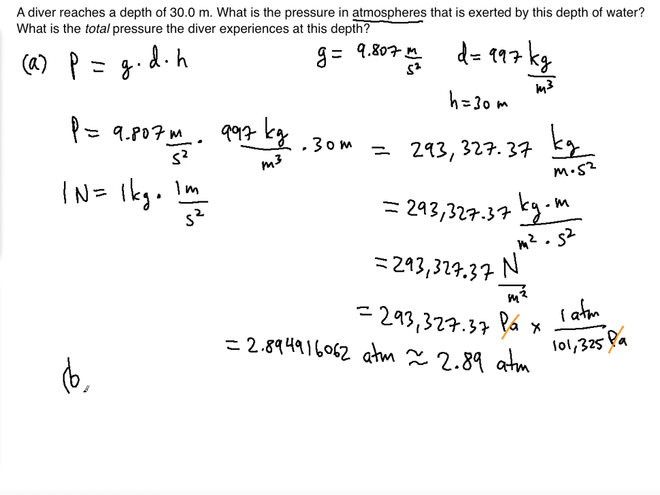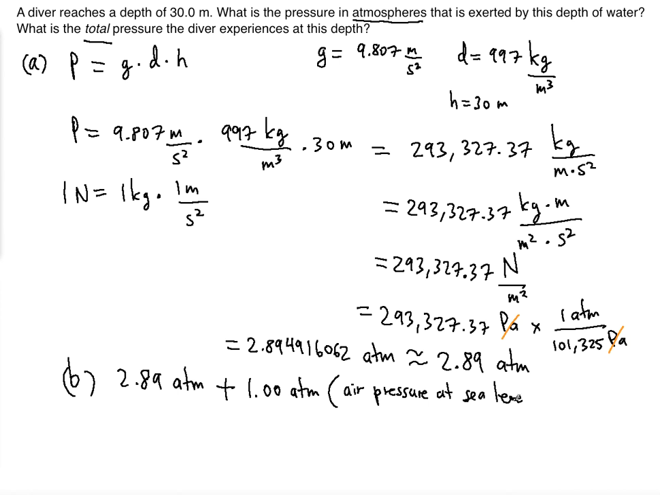Now part B, the total pressure. We add the pressure that we found, exerted by the water only, plus the 1 ATM exerted by the air pressure at sea level above the water. Don't forget, there's an air pressure of 1 ATM at sea level. So that is equal to 3.89 ATM.